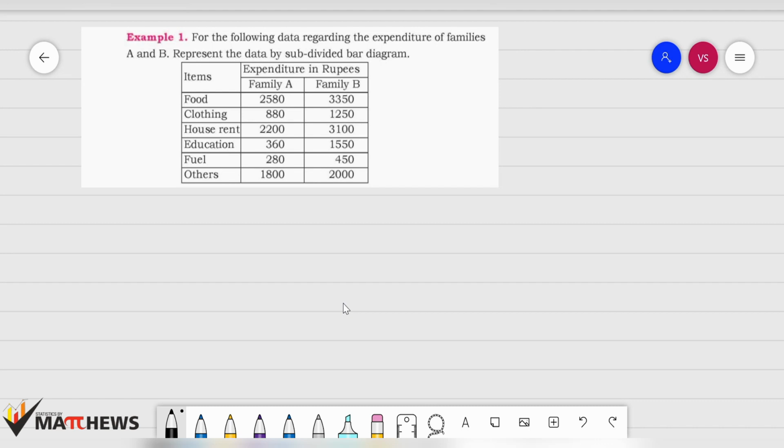If I have only one set of data, then I have to draw the bar, and the length of the bar will be equal to the total magnitude. And that total is divided in some way. For example, your total marks in SSLC, out of 625, suppose your marks are 520. So we have to draw a bar of length 520, students.